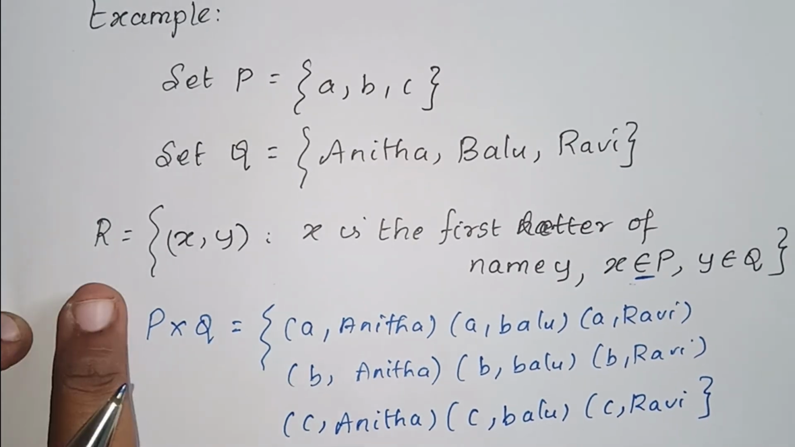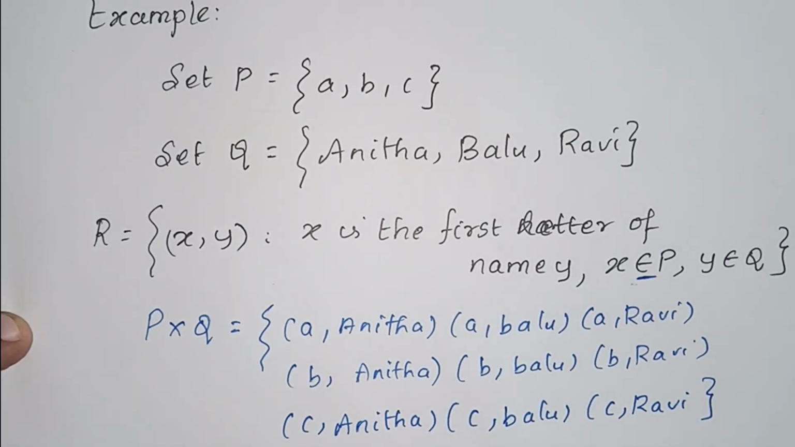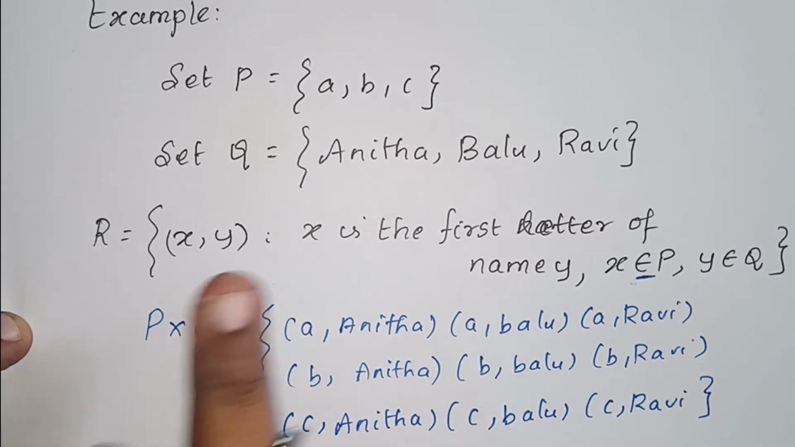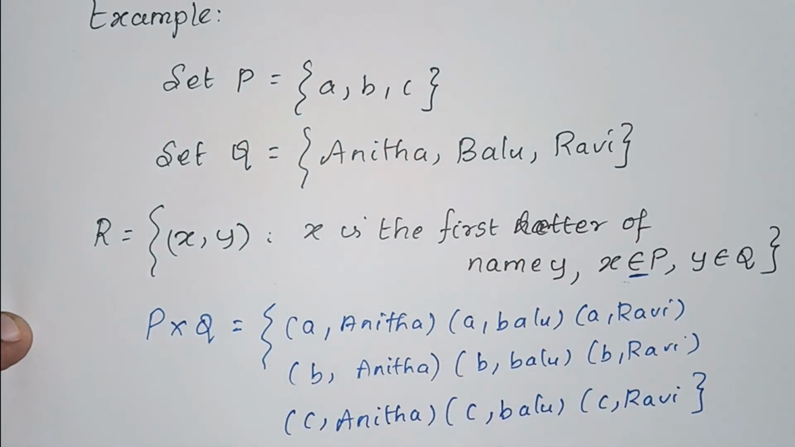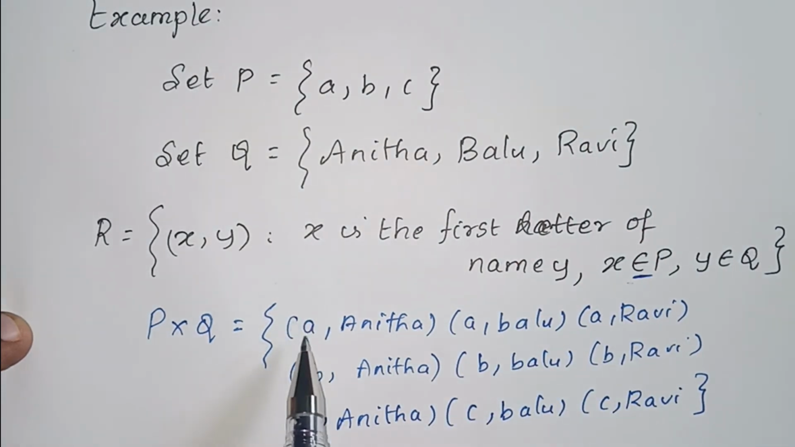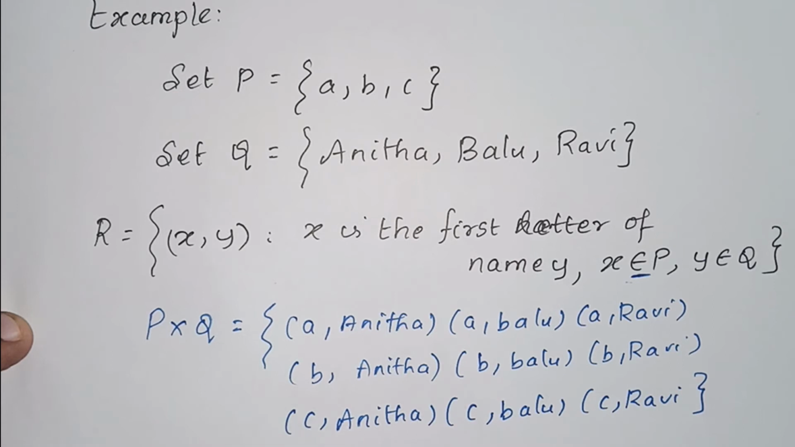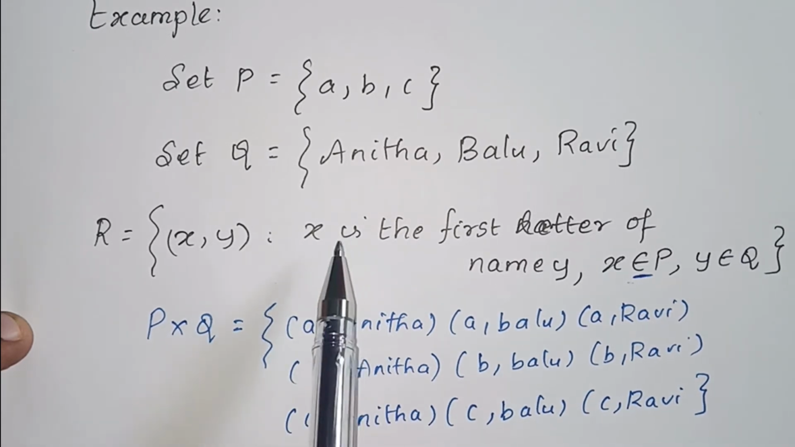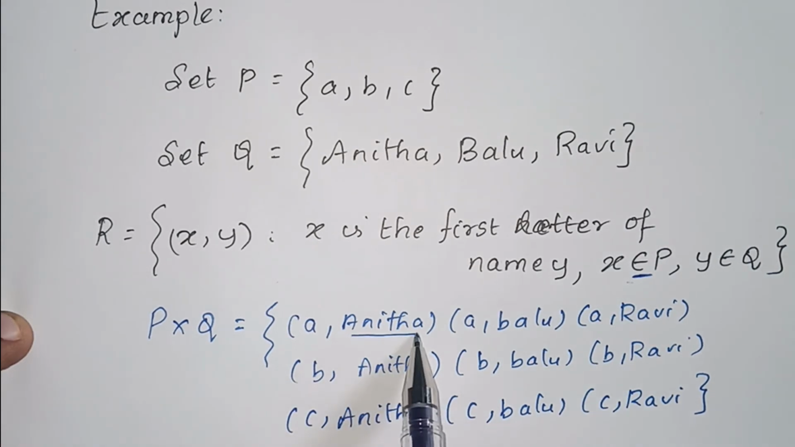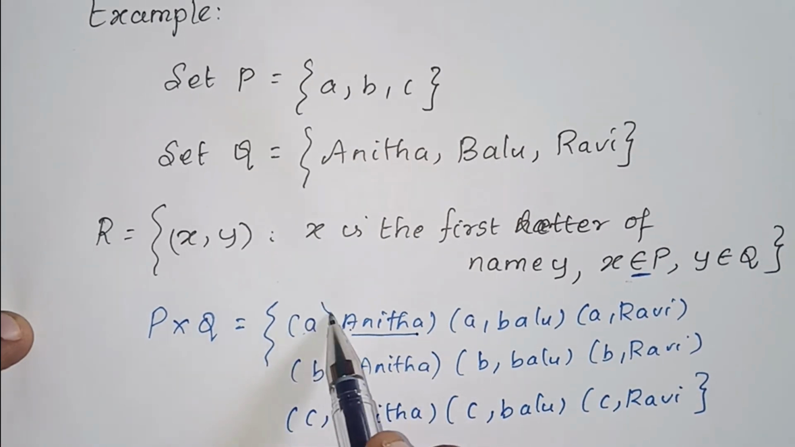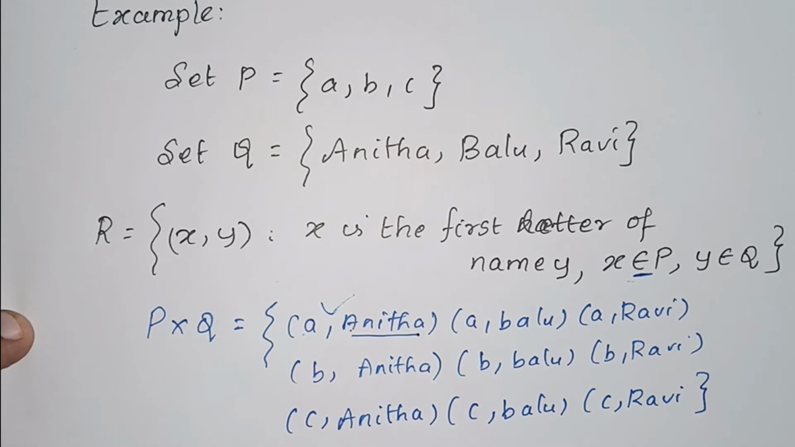So now a relation is a set that is a subset of this Cartesian product. So what is given in this relation? X is the first letter of name Y. X is nothing but this P element. Y is the Q element, right? So X is the first letter of name Y. So name Y is Anita, so the first letter is A. So this satisfies the relation, right?